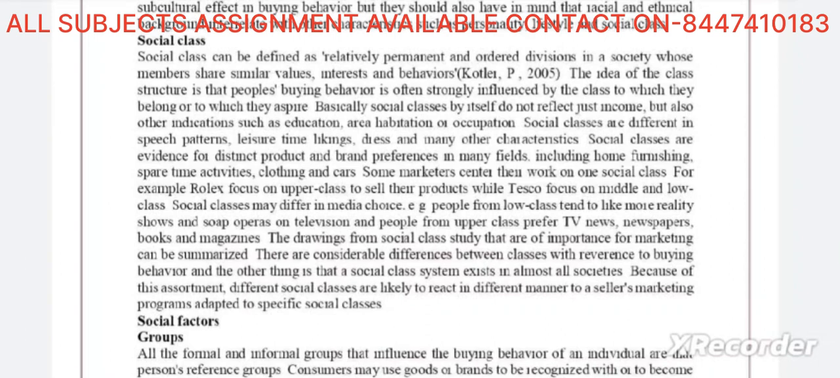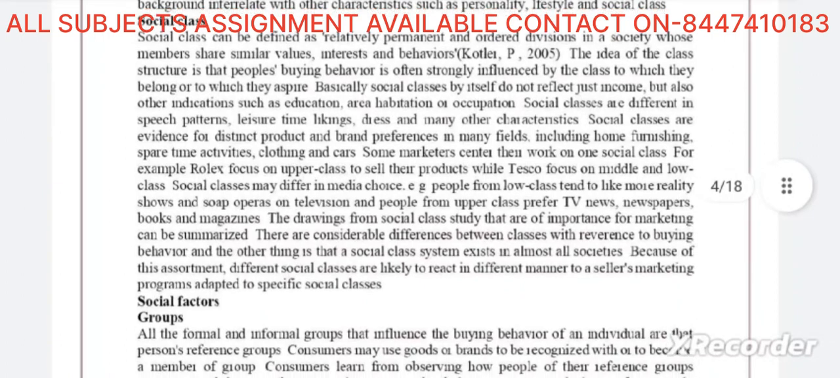Social classes show distinct product and brand preferences in many fields, including home furnishing, spare time activities, clothing, cars, and so on. Some marketers center their work on one social class. For example, Rolex focuses on the upper class to sell their products, while Tesco focuses on the middle and lower social classes. Now, social classes may differ in media choices. For example, people from the lower class tend to like more reality shows and soap operas on television, and people from the upper class prefer TV news, newspapers, books, and magazines.